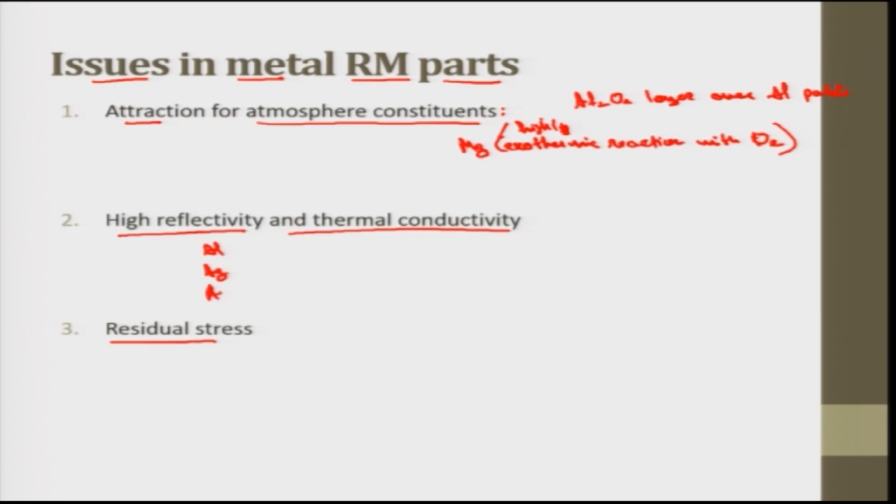gold, these have high reflectivity and high thermal conductivity is also associated with them, and copper has high thermal conductivity. So, high power lasers up to 1 kilowatt have been used to process these materials along with different wavelengths to increase the laser absorption, because they hamper the laser absorption.